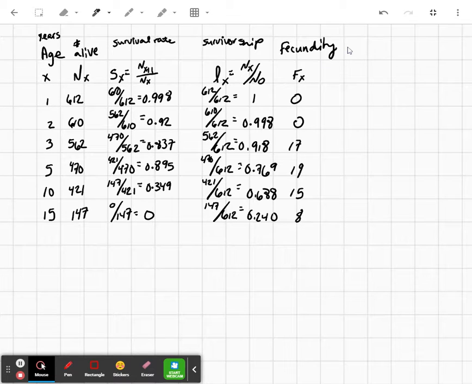Then in the table, I want to write fecundity, and those were given to you, so I just copied those down. And then we're going to do offspring per individual. It's basically a formula. We're going to do the survivorship and multiply that by the fecundity for that one. And so for this first one, we would have 1 times 0, 0.998 times 0, and so on.